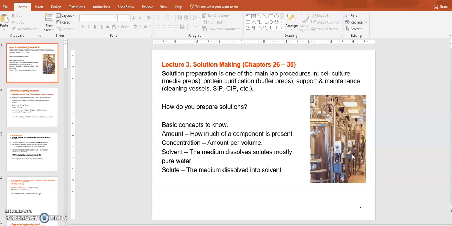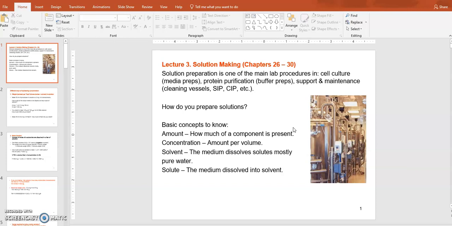Okay, lecture 3 is all about the solution making and the important solutions in the biotech industry, such as buffer solutions and growth medium. Okay, so solutions. Why are they important in the biotech industry? Because they are used a lot during the cell growth process or during the API purification process.